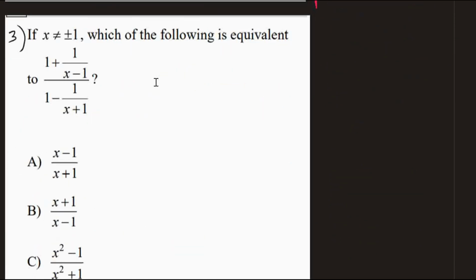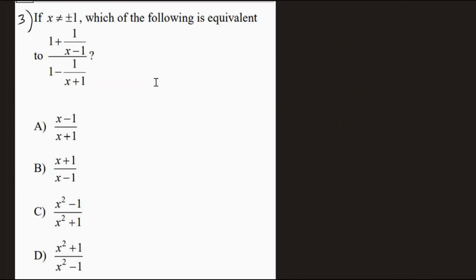Let's move to next number 3. If x is not equal to plus or minus 1, which of the following is equivalent to 1 plus 1 over x minus 1 over 1 minus 1 over x plus 1? Well, let's count this. We just have to equalize the denominator. This is 1, so this will be 1 over 1. So we times this with something to make the denominator the same.